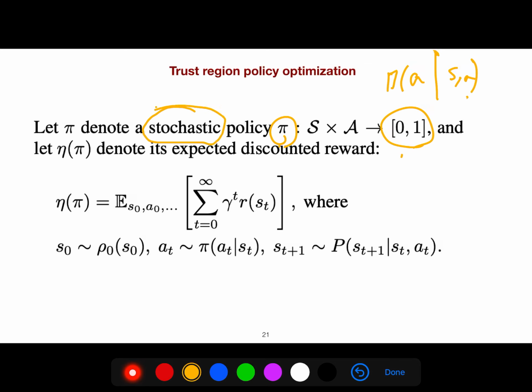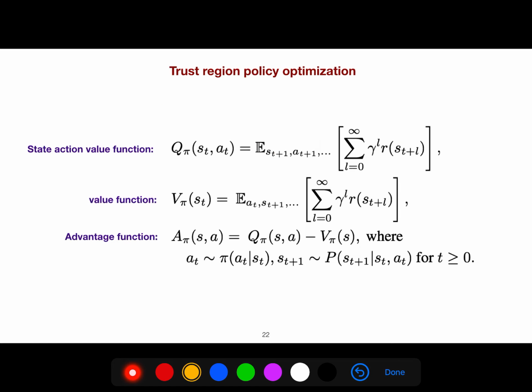And so we call the expected discounted reward eta of your policy. And we have the state-action value. We're just reviewing it. And then the value. The state-action value is more general than the value, and the difference is called the advantage function. I mean, how good your action is.